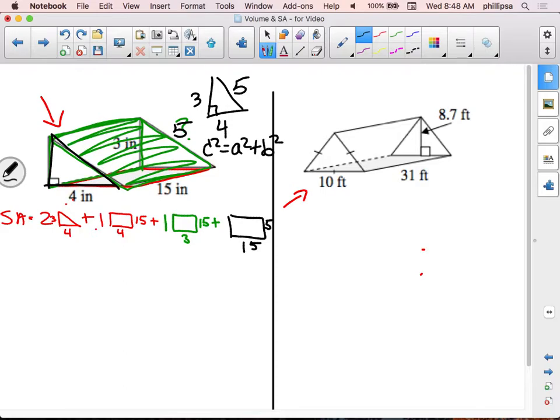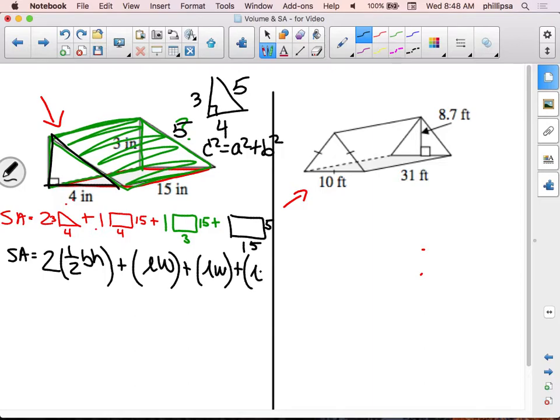I said triangle, I meant rectangle. Okay. So the 2 triangles are going to be a half base times height. Then you have a length times width and a length times height and a base times height, whatever you want to call it. I'll say length times width because that's probably the most common that we use for rectangles.